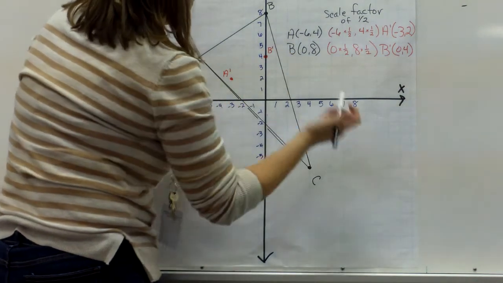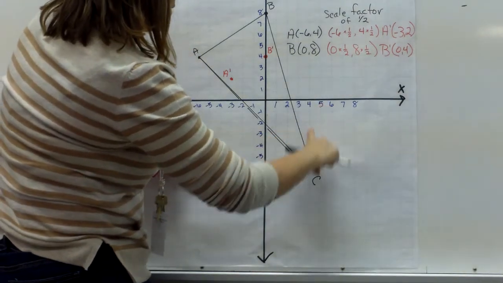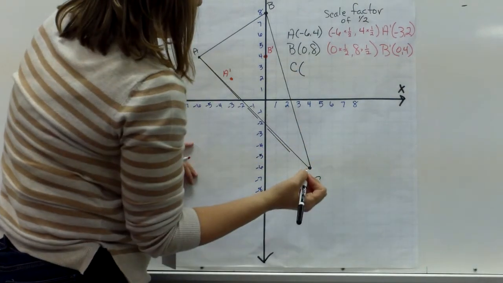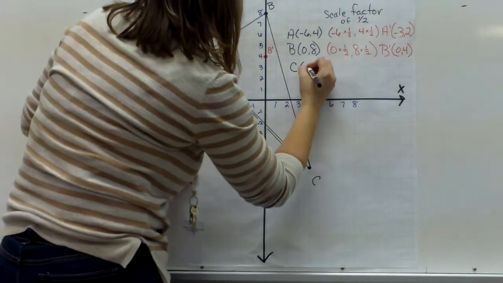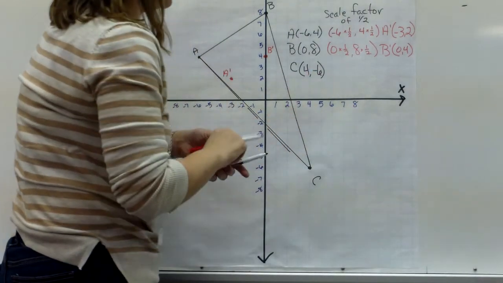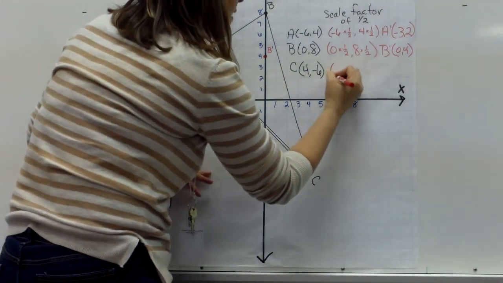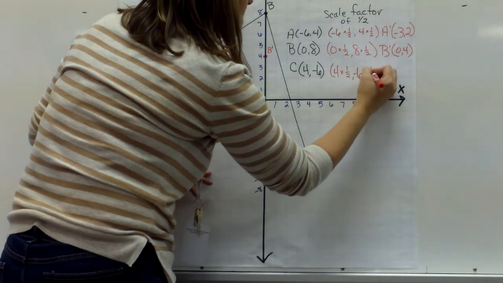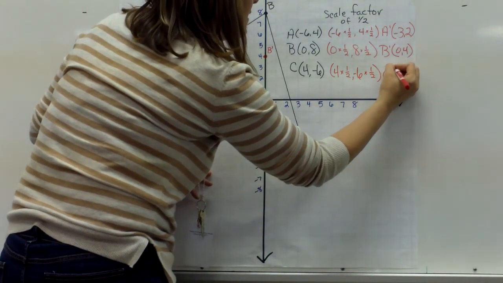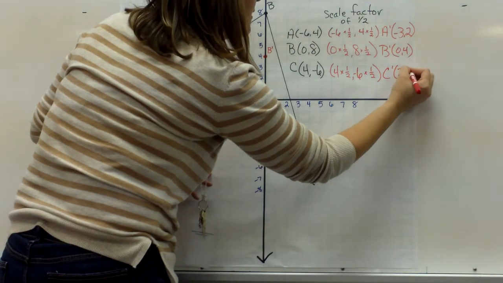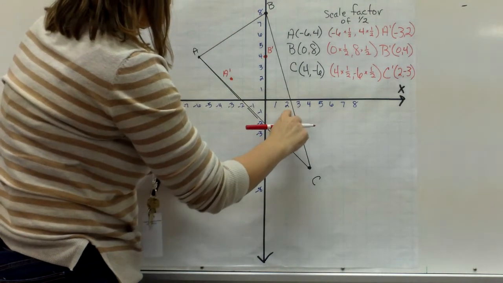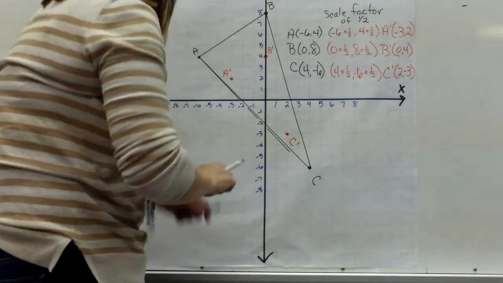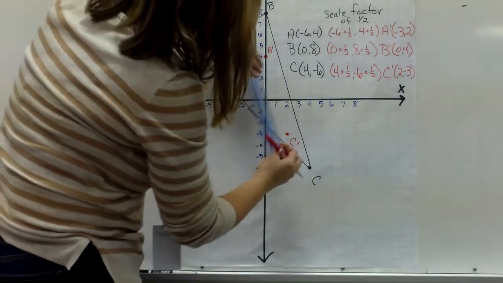And then C is at (4, -6). Again, we're going to multiply the 4 and the -6 by 1/2. So our new C will be at (2, -3). So we're going to connect these with our ruler.